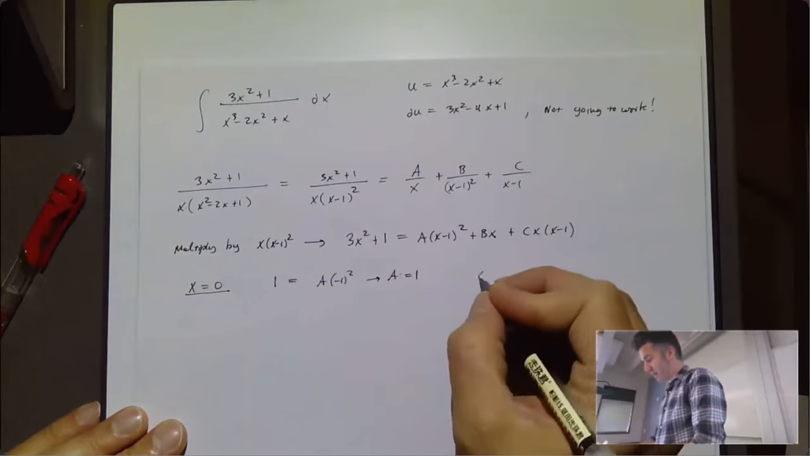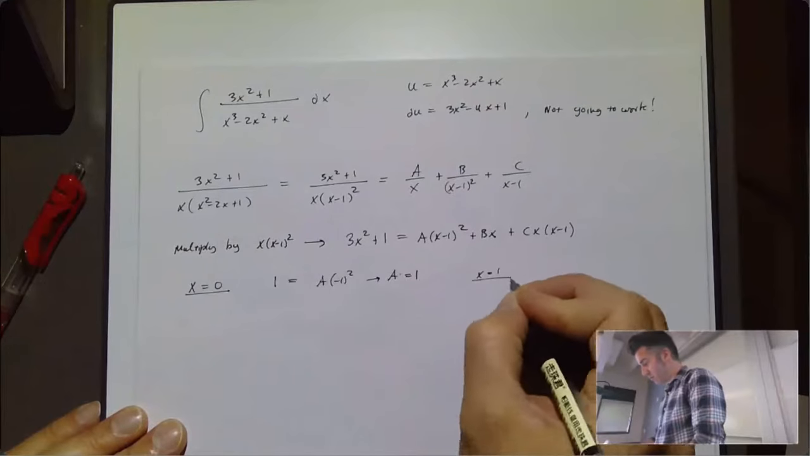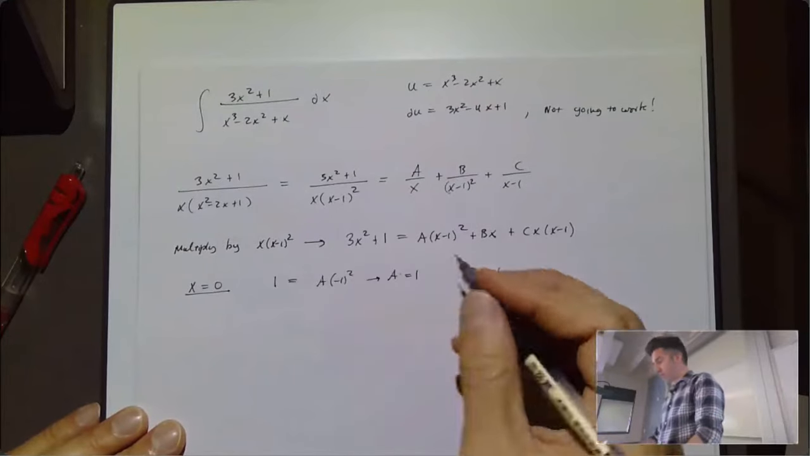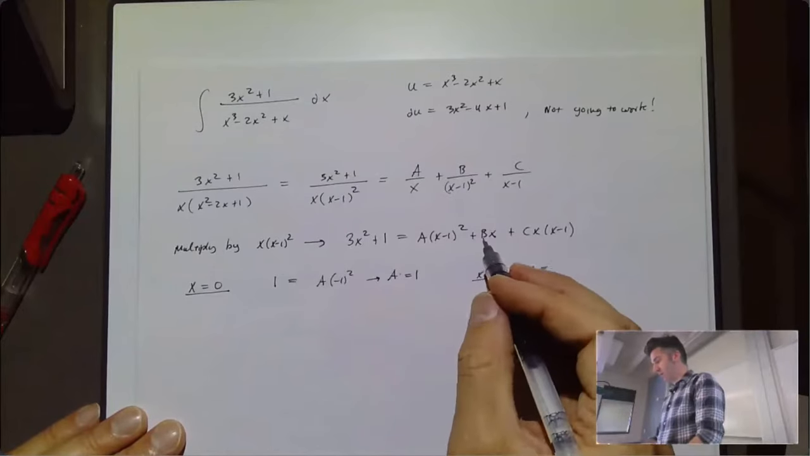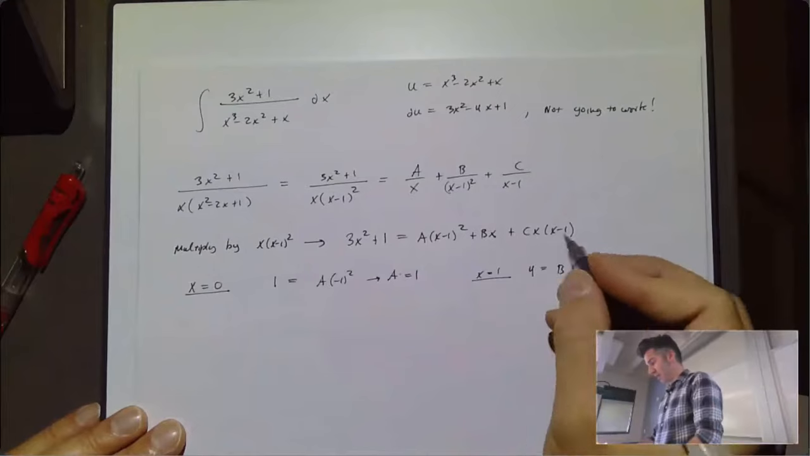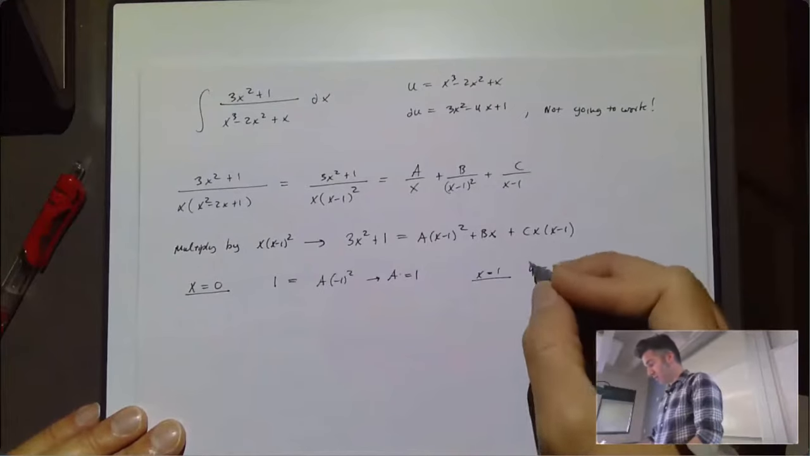If I pick x equal to 1, I'm going to get 3 times 1 plus 1 on the left, so 4 on the left. I'm going to get a times 0, I'm going to get b times 1, I'm going to get c times 0. So b equals 4.